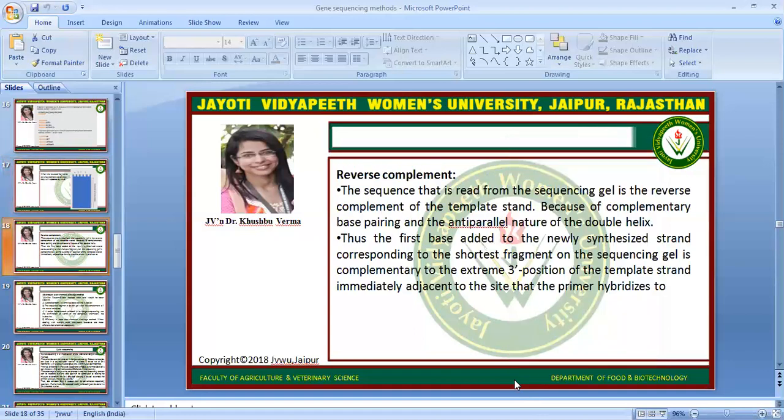And now we will discuss the reverse complement. The sequence that is read from the sequencing gel is a reverse complement of the template strand, because of complementary base pairing and the anti-parallel nature of the double helix. Thus, the first base added to the newly synthesized strand, corresponding to the shortest fragment on the sequencing gel, is complementary to the extreme 3' position of the template strand immediately adjacent to the site that the primer hybridized to.